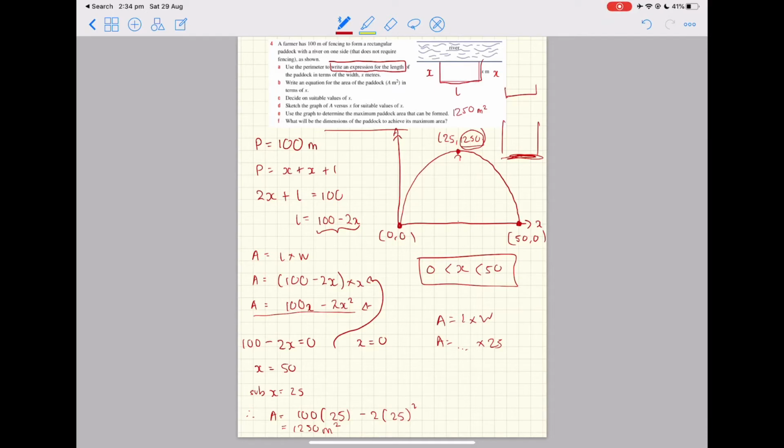To do that, all we need to do is substitute 25 back into this equation over here. So if you go that 25 times 2 is equal to 50, 100 minus 50 is equal to 50 over here. So therefore, this is going to be our answer. And you could also double check that by going 50 times 25, which also gives you 1,250. Let's now answer the next question.